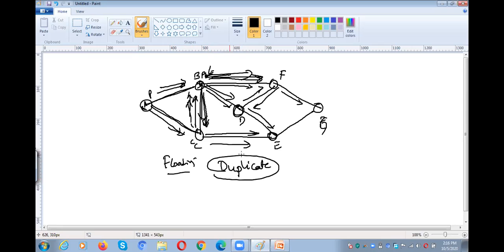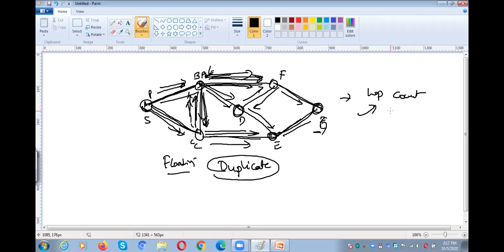In order to avoid these duplicate packets and looping, what can we do? The solution is hop count. What is hop count? It is the number of hops needed to get from the source to the destination. If this is the destination and this is the source: one hop, two hops, three hops. Or in this direction, one hop, two hops, three hops. If you move in this direction, one, two, three, four. Hop means the distance of a link. Hop is nothing but a link.